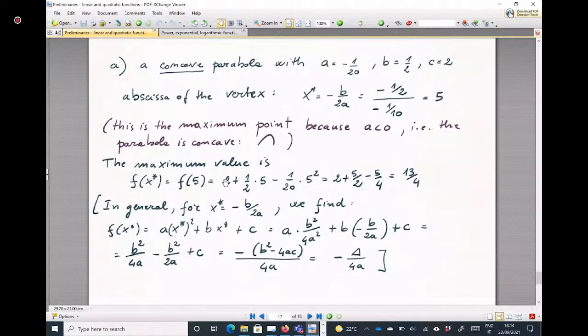Okay, so the maximum value can be computed by replacing x star equal to 5 into the equation of the parabola, and we get 13 over 4. By the way, there is also a general formula for this because this is the vertical coordinate of the vertex, and we know that there is an expression in terms of A, B, and C. Okay, so you can also do that by just using the expression for the vertical coordinate of the vertex.